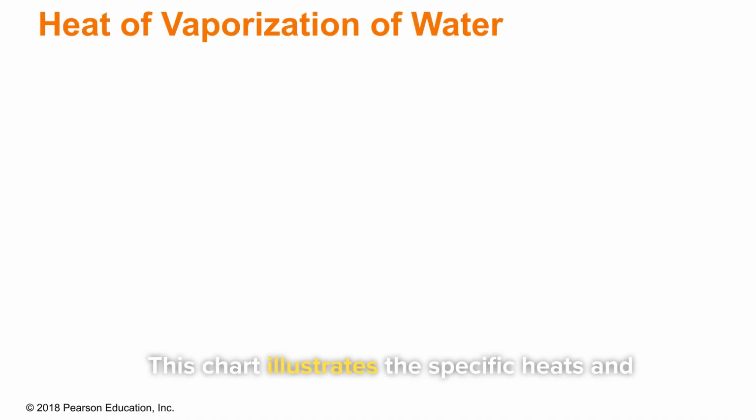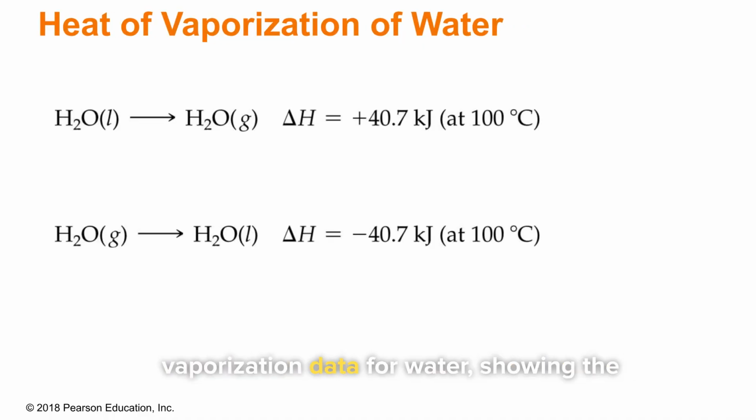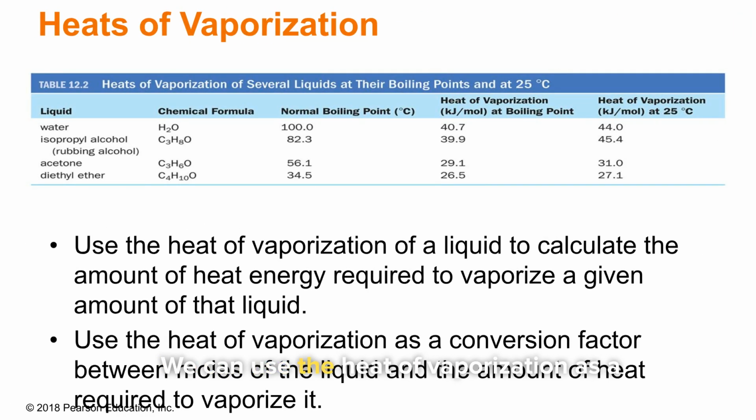This chart illustrates the specific heats and vaporization data for water, showing the energy transitions between phases. We can use the heat of vaporization as a conversion factor. This allows us to calculate the exact amount of energy needed to vaporize a specific quantity of a liquid, or conversely, how much liquid will vaporize with a given amount of heat.